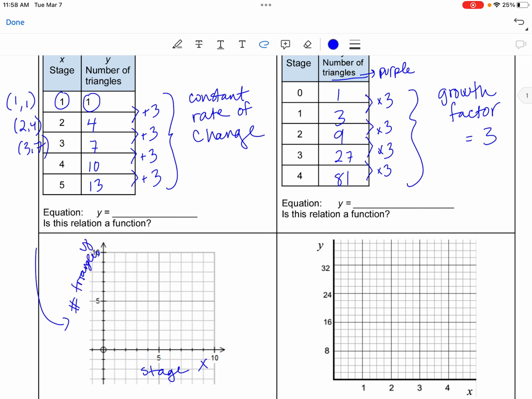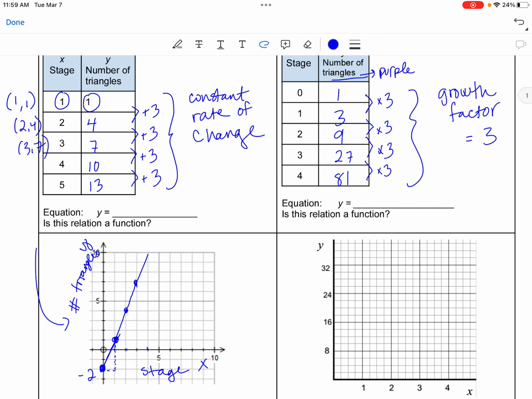And we can graph our points, right? At stage 1, there's 1 triangle. At stage 2, there's 4 triangles. At stage 3, there's 7 triangles. And so we can see here, this is a line, right? And if we were to trace that line backwards and use that same slope, we would see that the y-intercept was right here at -2.